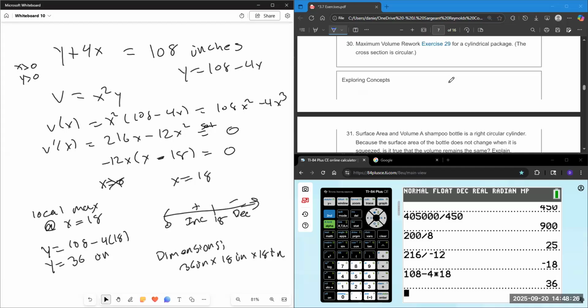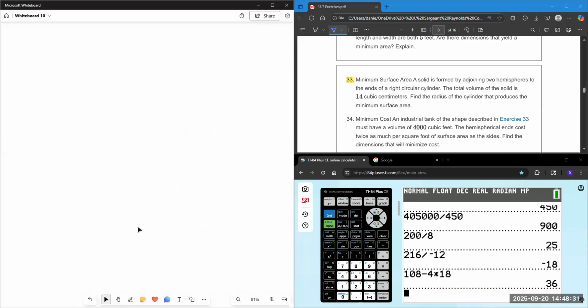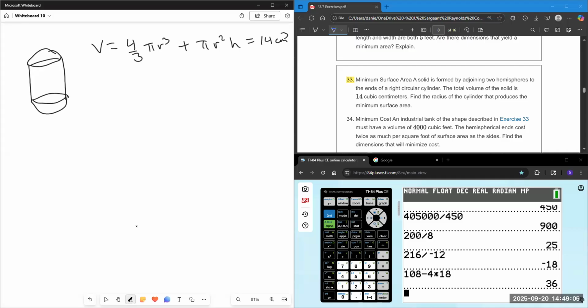Moving on now to number 33. They're not calling this a capsule, but a capsule is what they're talking about here. We have a hemisphere, a right circular cylinder, and another hemisphere to make a capsule. If we put the two hemispheres together, their volume would be the volume of a sphere, 4/3 pi r cubed, and the volume of the right circular cylinder is pi r squared h. Altogether, that total value needs to be 14 cubic centimeters.